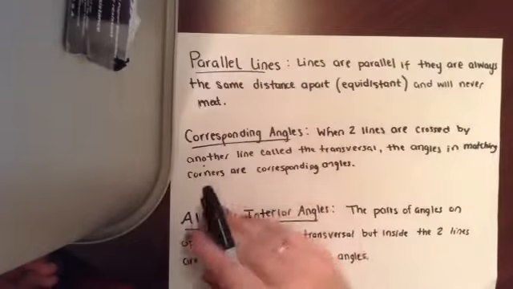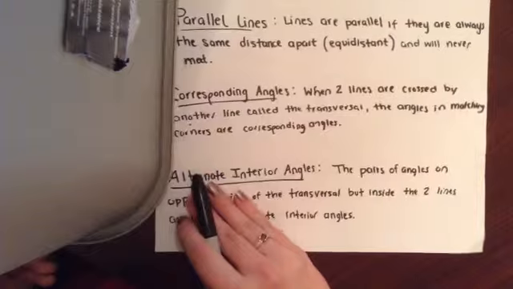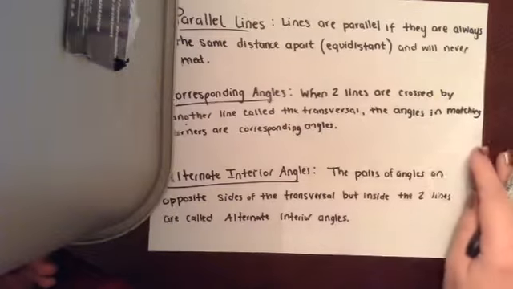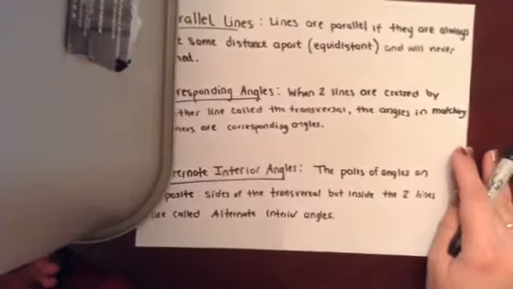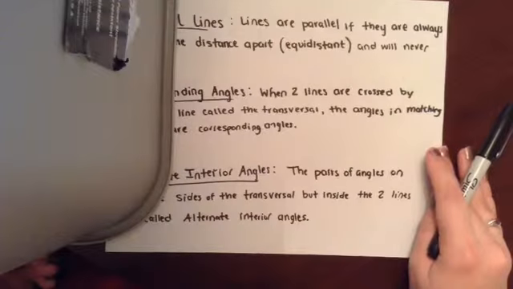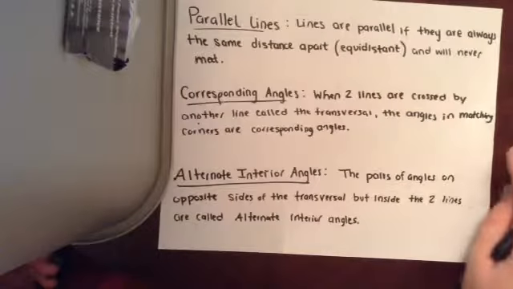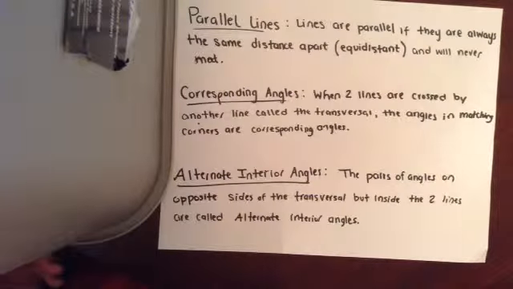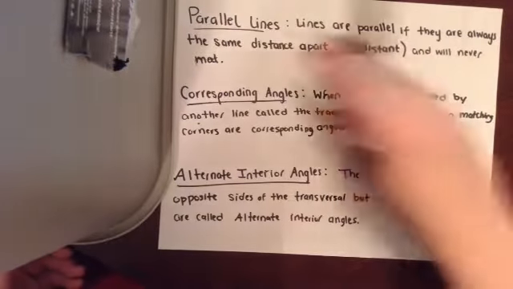Sorry, that's a little tough to see. Corresponding angles are when two lines are crossed by another line called the transversal. The angles in matching corners are corresponding angles. And again, these are just the definitions. The next part of the explanation will go through the visual part of this.